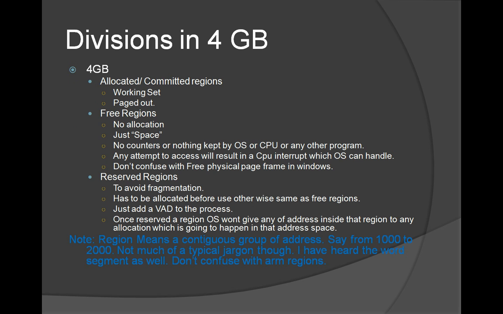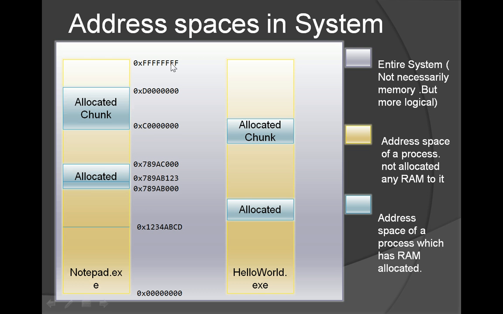We said that each process has 4 GB of address space. Now what is inside the 4 GB of address space? Mainly two things: allocated or committed regions, and free or non-committed regions. I'm not going into the details of reserved, etc. I'm going to broadly classify into allocated and non-allocated. So this is pretty much the view of it.